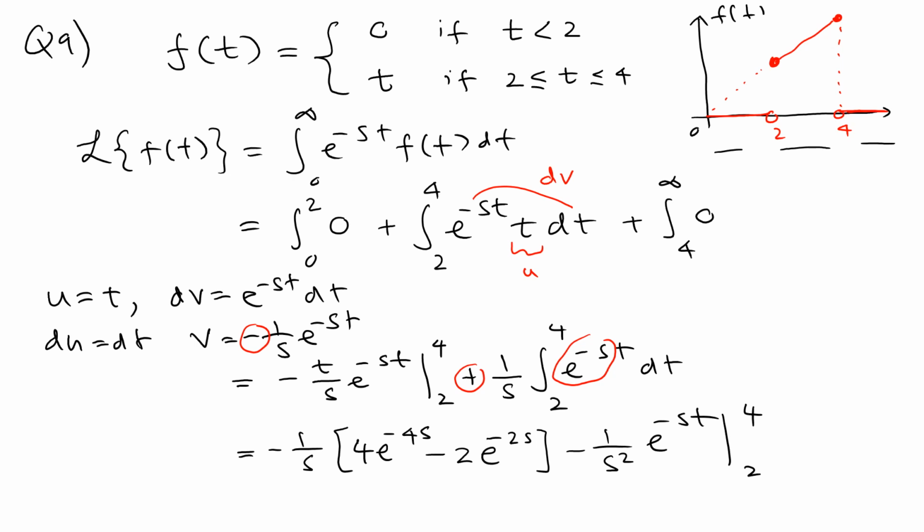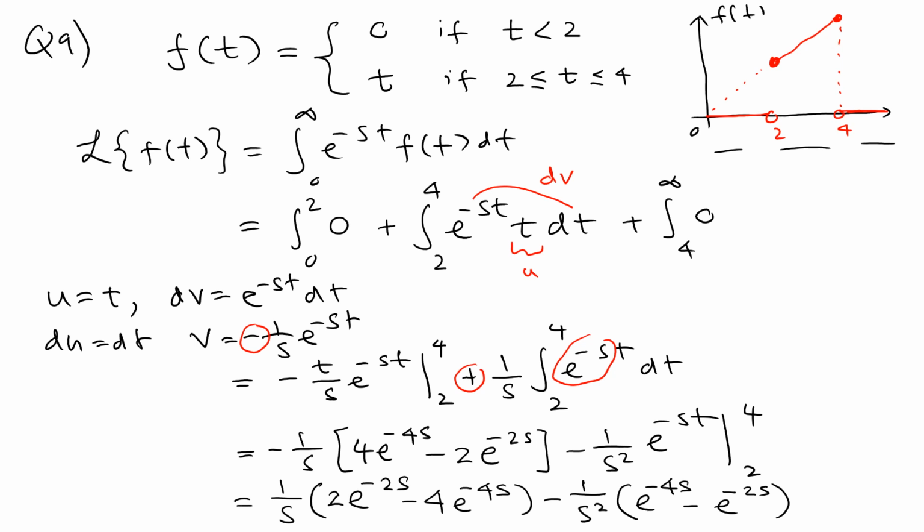Now you can complete the integral, plug in the values and simplify, and see whether you get this one. This is what you should get as a final answer after you simplify. You can see that there are negative e to the negative 4s terms here, and there are e to the negative 2s terms there. Okay, so this is the final answer.